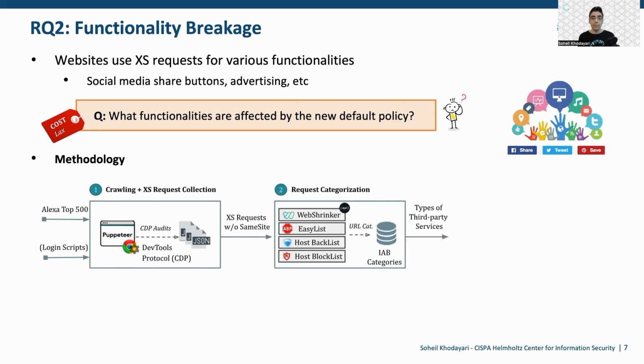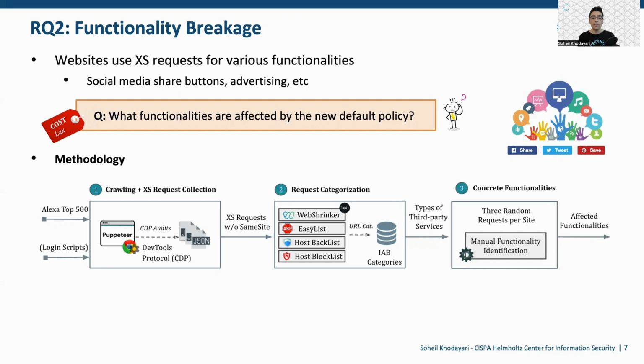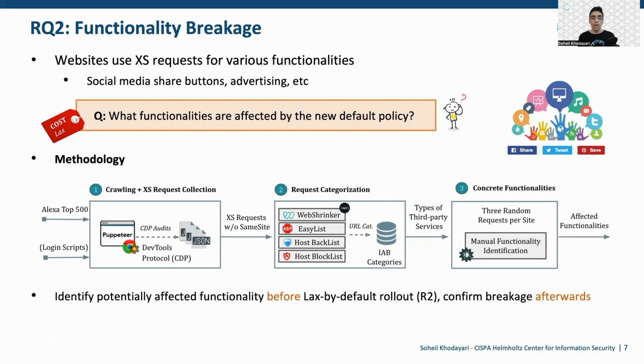Then we determine the types of third-party functionalities affected by querying the request URL via the URL categorization services, such as the WebShrinker API, as well as the AdBlock EasyList, HostBlock and HostBlockList to account for the short-lived, continuously changing advertisement domains. Finally, we determine the exact functionality affected for a random subset and confirm breakage when cookies are removed. Now, we performed the steps before the Lax by default rollout. However, after the rollout, we revisit the affected requests to confirm whether the new policy has indeed broken the functionality.